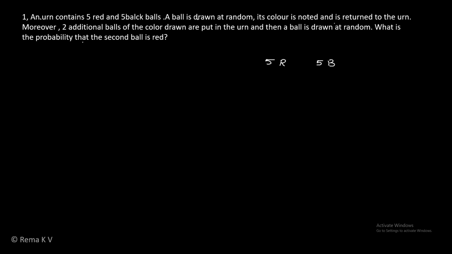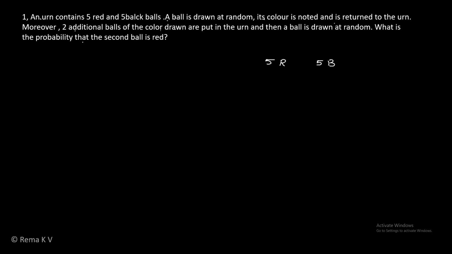So the first thing is a ball is drawn at random. Then its color is noted and it is returned to the urn, placed back in the urn. And in addition to this, 2 additional balls of the color drawn are put in the urn, and then a ball is drawn at random. The second time, another ball is taken after placing 2 additional balls of the first color.